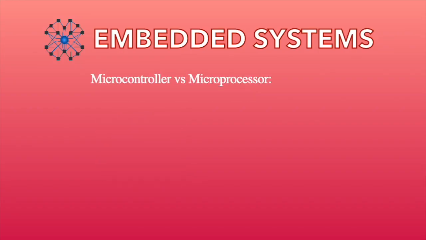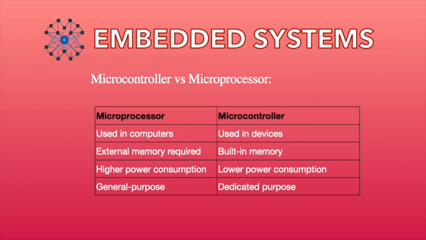Microcontrollers and microprocessors are both important electronic devices used in computing systems, but they have different purposes and features. A microcontroller is a compact integrated circuit designed for specific control tasks in embedded systems. It contains a processor, memory, and input-output devices built into a single chip. Microcontrollers are commonly used in devices like washing machines, traffic lights, and home appliances. They consume less power, cost less, and are suitable for dedicated applications.